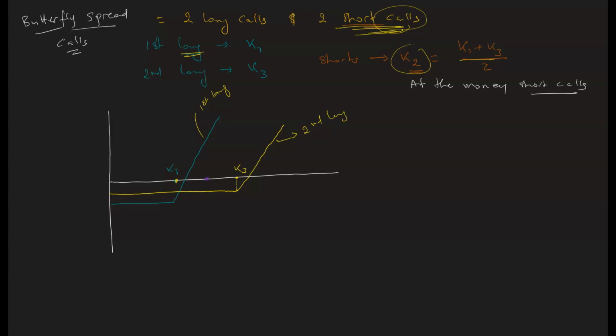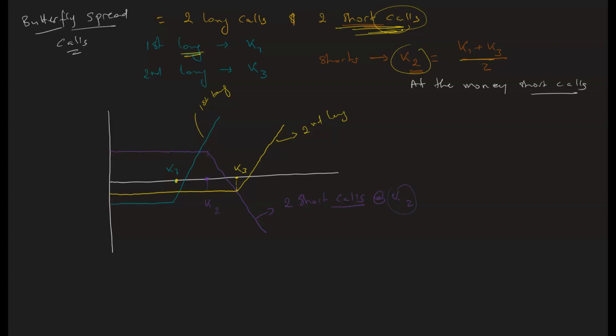So our short call is going to be something like this all the way to K3. Somewhere, I'm going to draw that a little lower than that. So let's say short call goes here all the way to K3. So that's going to be K3 and then down. So this is going to be two short calls at K2, not K3, K2.